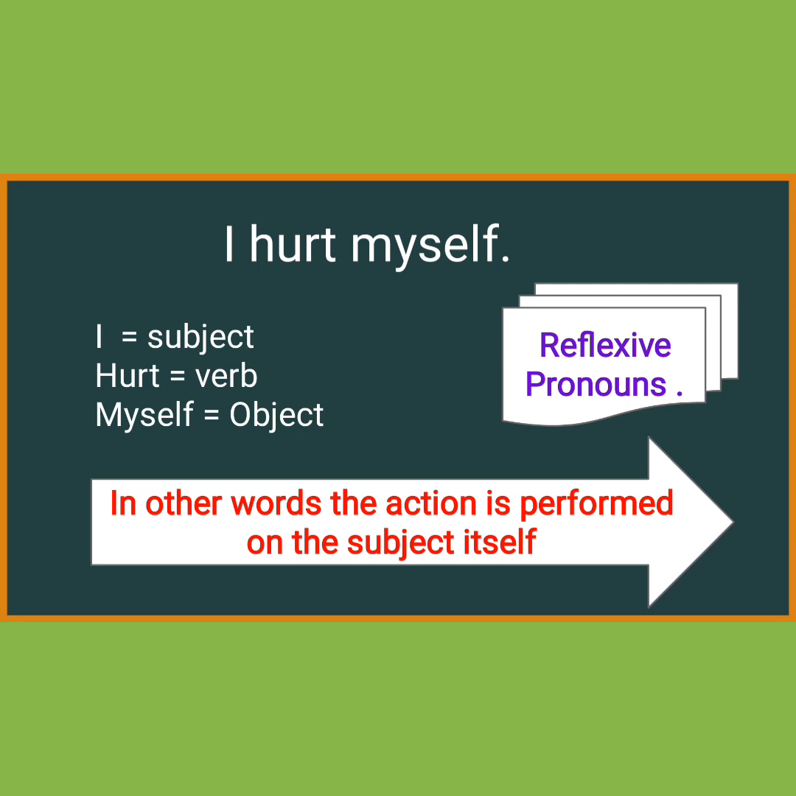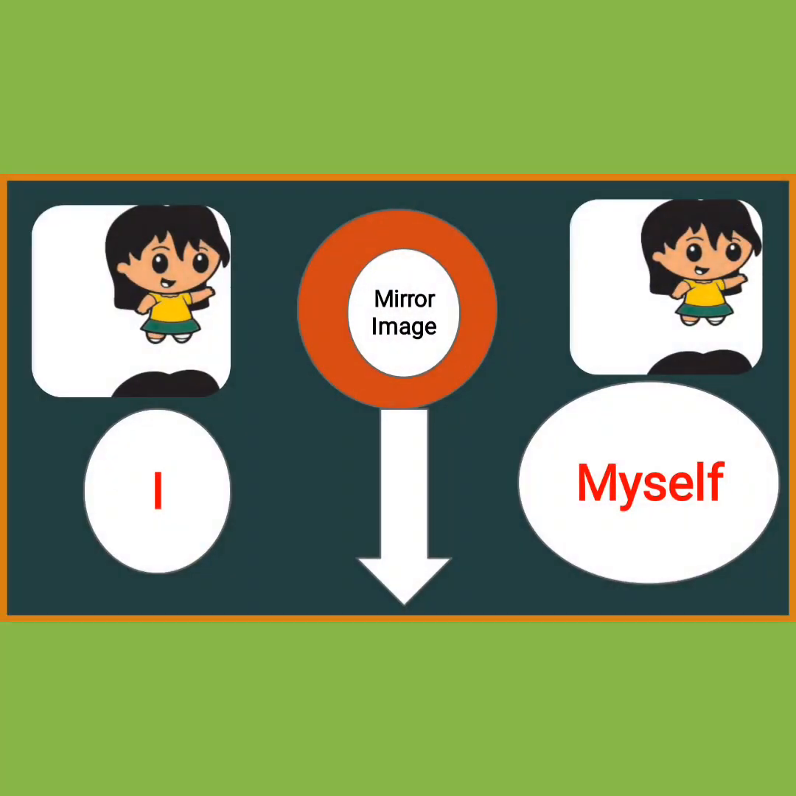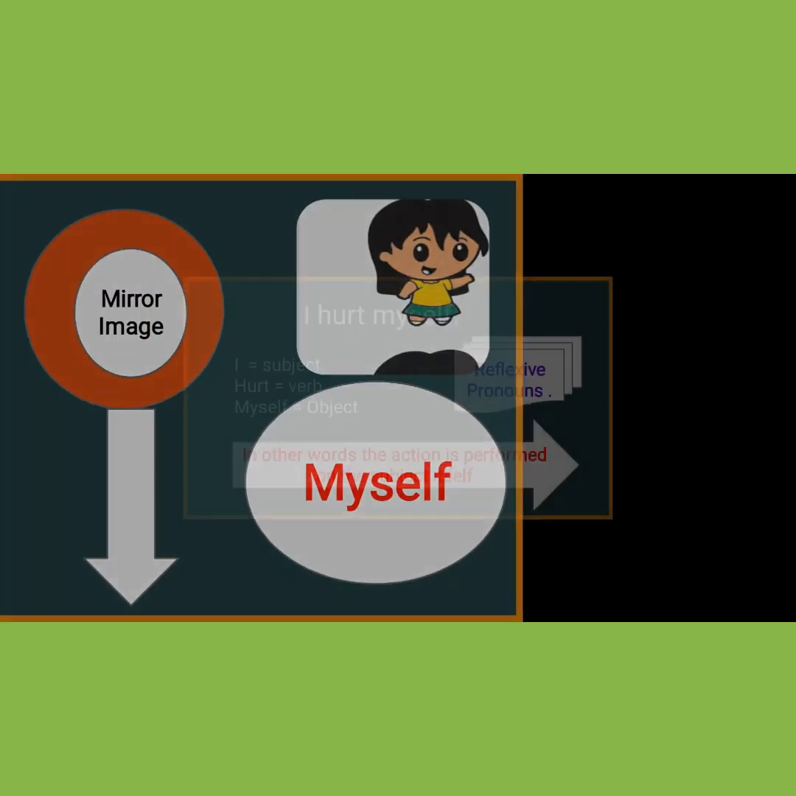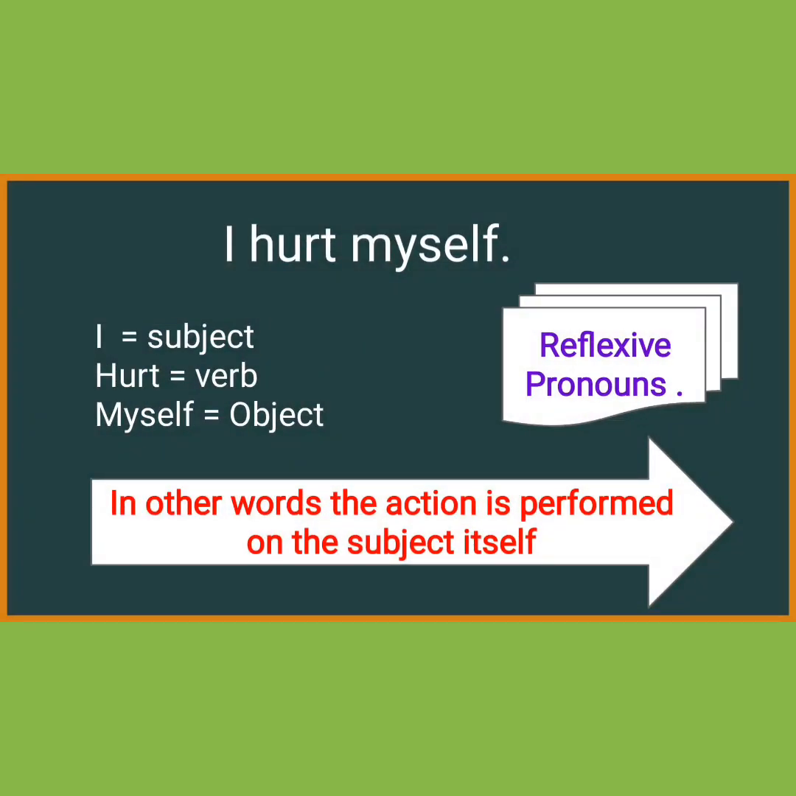In other words, when the doer and the receiver of the action is the same person, that is, your subject and your object is same. That's why I gave you here the image of the same girl, I and myself. Now this girl is trying to tell us, I hurt myself. So here she is the only one who is doing the action and she's the only one performing the action on her own self. So I hurt myself. I is a subject, hurt is a verb, myself is an object, and it becomes a reflexive pronoun.